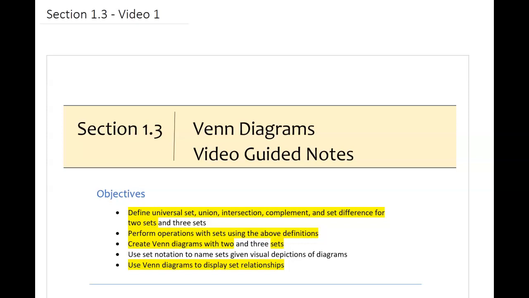Section 1.3 Venn diagrams, video 1. We will go over the following objectives: define universal set, union, intersection, complement, and set difference for two sets, perform operations with sets using the above definitions, create Venn diagrams with two sets, and use Venn diagrams to display set relationships. First, we will go over definitions for two sets.